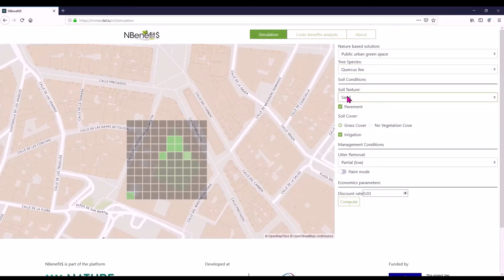You can also repeat the exercise for other species in order to complete your nature-based solution implementation plan. And you can even apply a discount rate in order to capture the possible economic cost variations occurring over time. The simulation of costs and benefits can then take place.